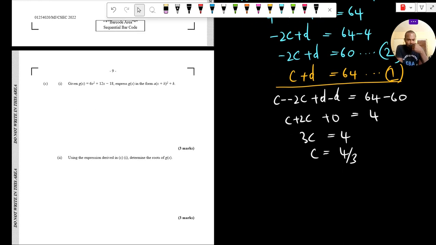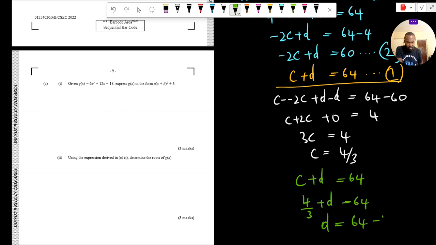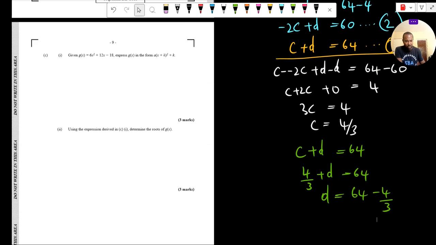Let's check: c minus minus 2c, that's c plus 2c, 3c equals 4. All right, so c is equal to 4/3. And if you substitute that into one of our above equations, c plus d equals 64, which means that 4/3 plus d equals 64. And so d equals 64 minus 4/3.